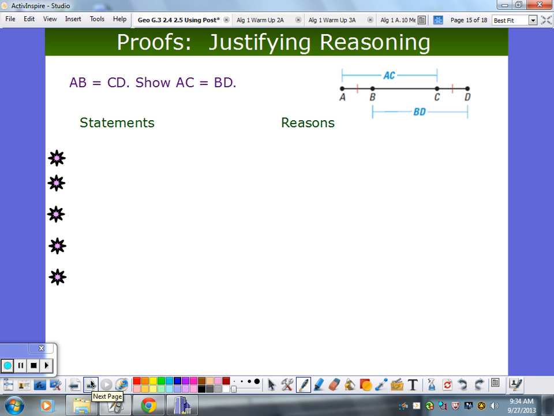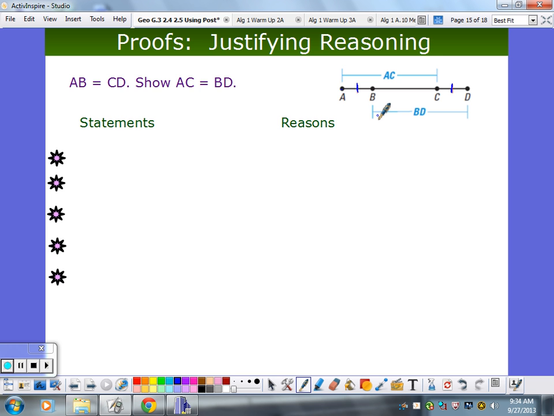It says AB equals CD. Show AC equals BD. Now I'm looking at my picture. Luckily they're giving me a picture, so I don't have to draw one. If they don't give you a picture, draw one. So here is AB and CD, and they even nicely marked it congruent for me. If they hadn't, you do it. Mark up the diagram with things they are telling you are true. Show this distance equals that distance. That's what we're trying to prove here.